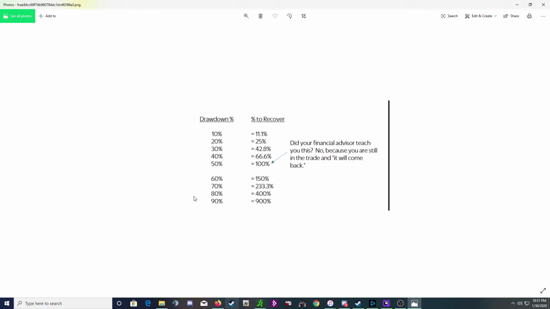So keep that in mind. A 50% loss requires a 100% gain. You're going to have to make 100% of your money back just to break even. That's a big percentage of your account. That's a lot of trades. That's 4 to 5 profitable trades without a single loss. And it stacks up over time. So keep that in mind as well.